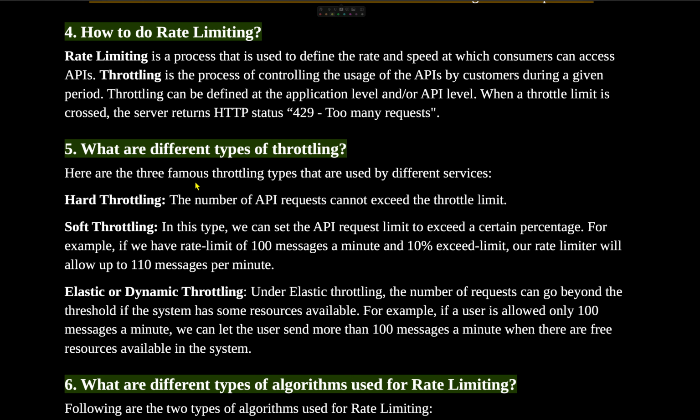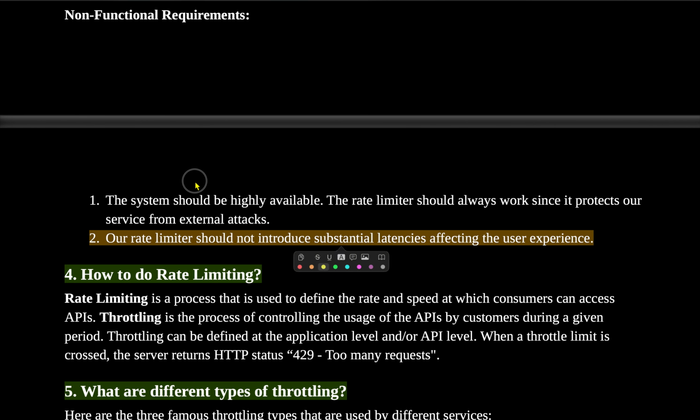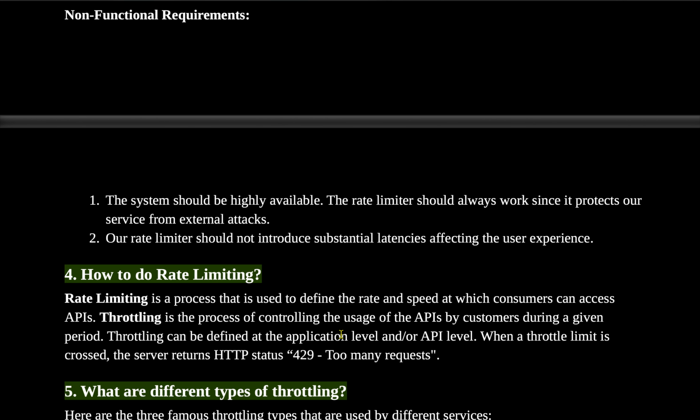Now, how do we do rate limiting? Rate limiting is a process that is used to define a rate and speed at which consumers can access an API. There is a concept known as throttling. Throttling is a process of controlling the usage of APIs by customers during a given period. So, controlling the usage of the API.